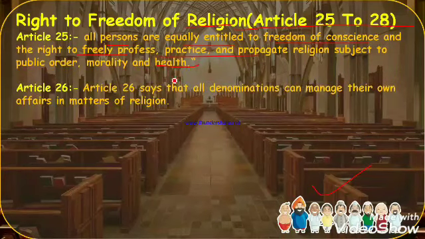Okay, now let's see Article 26. Article 26 says that denominations can manage their own religious affairs, meaning religious groups can manage their own religious affairs. Government cannot intervene in their religious affairs.